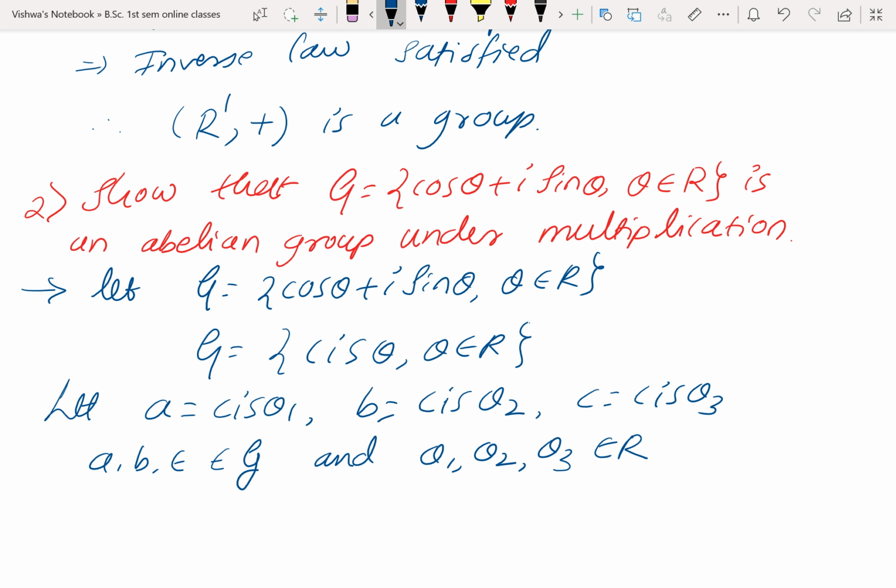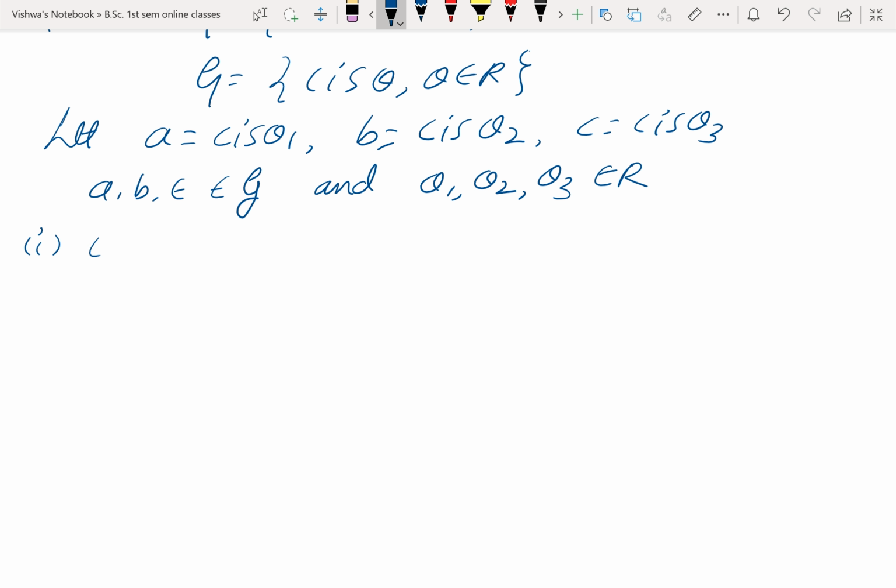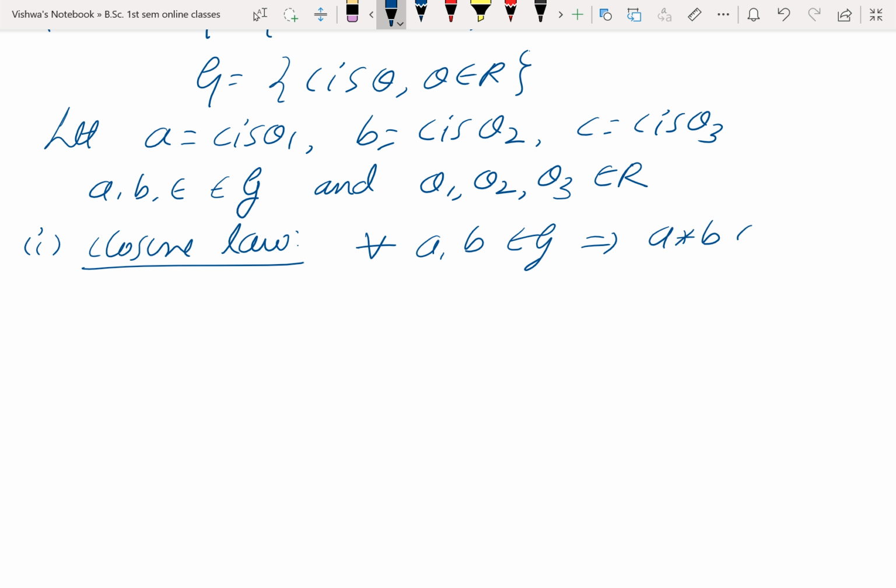Now let us move towards the proof. So first we need to satisfy the closure law. The general statement: for all A comma B belongs to G, it implies A star B belongs to G. So here the star is multiplication. Then we need to prove that A into B belongs to G.